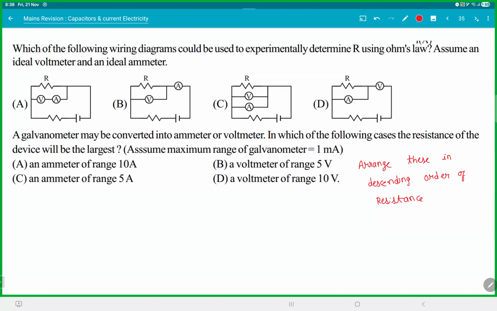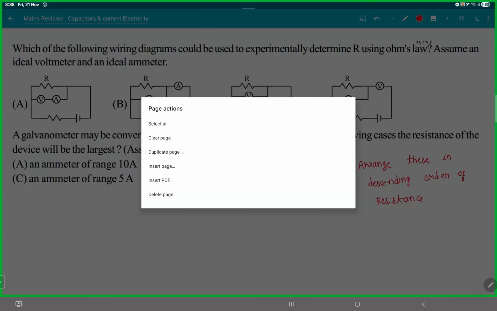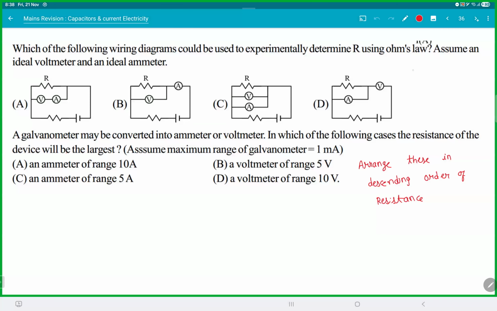What about the first one? Now, you want to apply Ohm's law, we need resistance is equal to V by I. So you need to measure the voltage and the current. Voltmeter must be placed in parallel and ammeter must be placed in series. That is the only idea there. So voltmeter must be in parallel so that you get the same voltage, and ammeter must be in series.